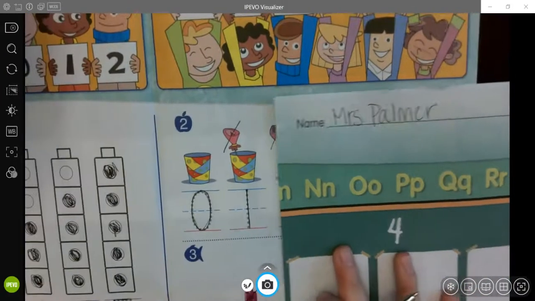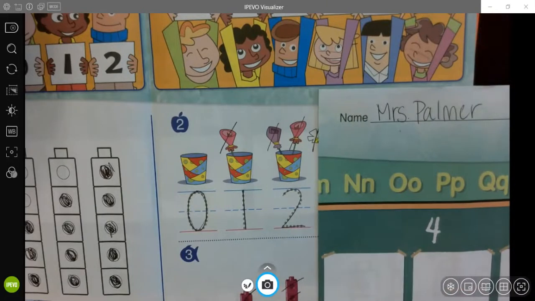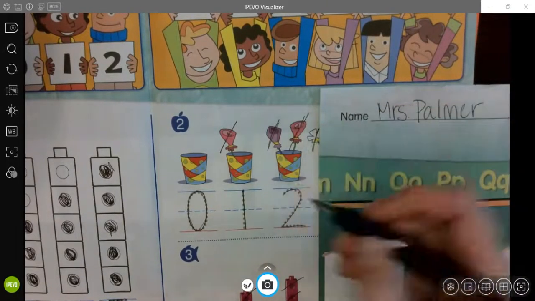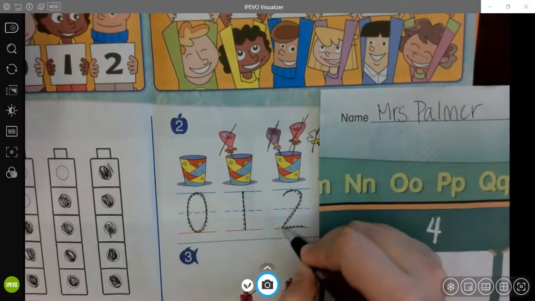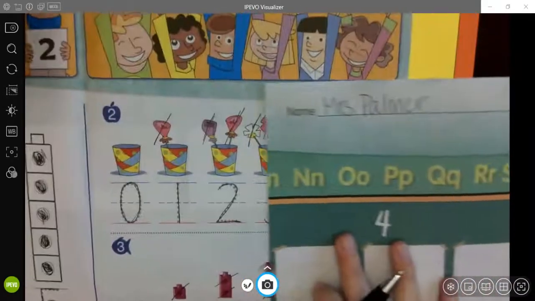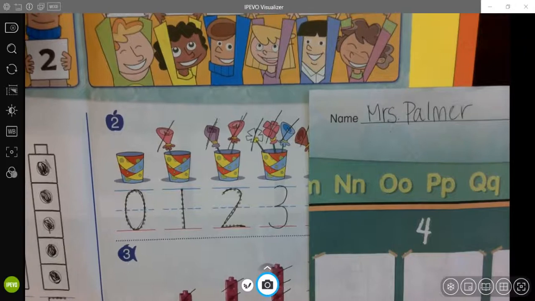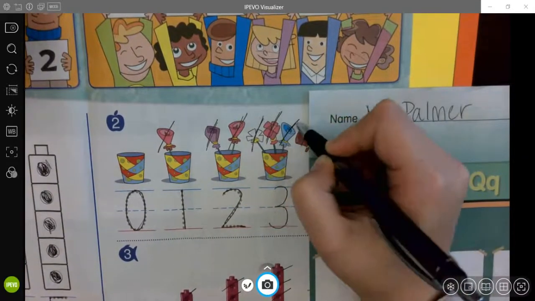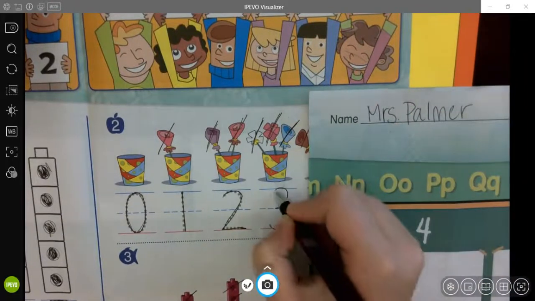Move on to the next one. How many flowers are in this cup? 2. 1, 2. So you practice tracing the number 2. How many flowers are in this cup? Let's count them. 1, 2, 3. So you write the number 3.